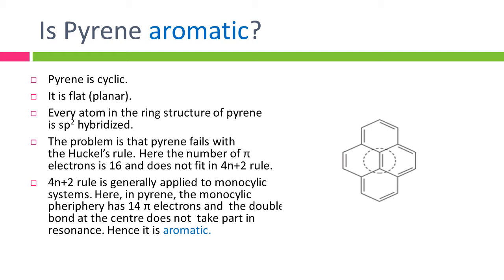But the 4n plus 2 rule is generally applied to monocyclic systems. Here in pyrene, the monocyclic periphery has 14 pi electrons, and the double bond at the center does not take part in the resonance. Hence, the number of pi electrons becomes 14 and it is aromatic in nature.